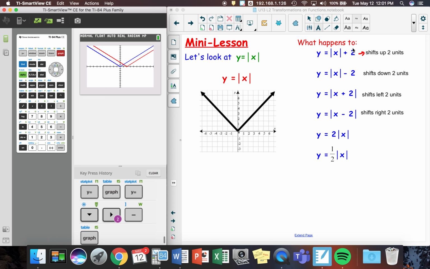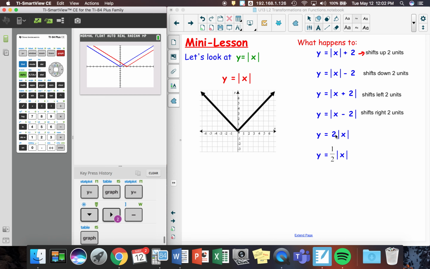Okay? So if it's on the outside, it does exactly what you think. If it's on the outside, and it's plus, it's going to go up 2 units. If it's minus, it's going to go down 2 units. If it's on the inside, it's going to go the opposite of what you think. Since it's positive, it's going to go left 2 units. Since it's negative, it's going to go right 2 units. Okay, that's pretty weird. Now let's see, what happens if I have the 2 outside?